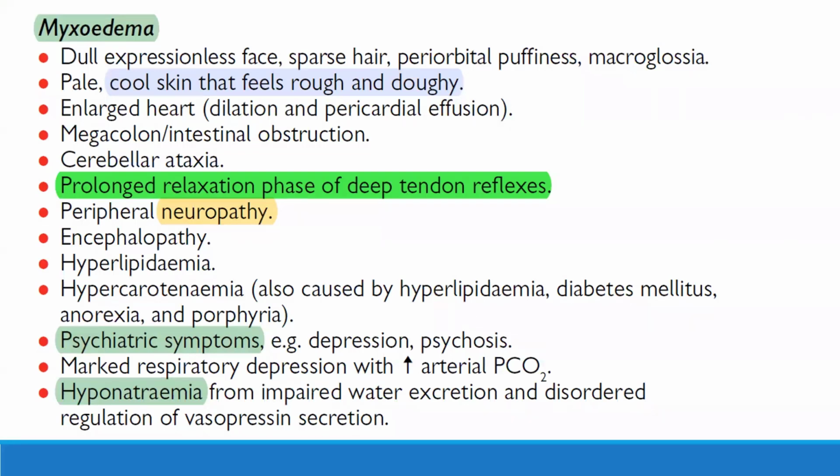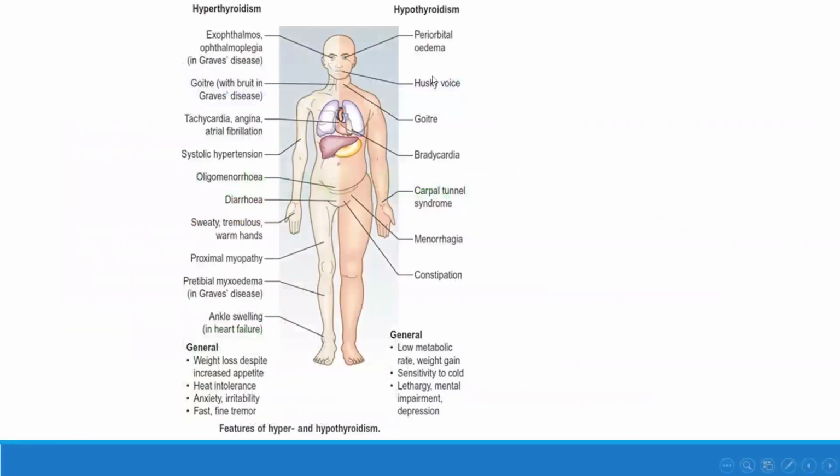And don't forget hyponatremia. Hypothyroidism is manifested by hyponatremia. And this is due to the impaired water excretion and disordered regulation of the vasopressin secretion.